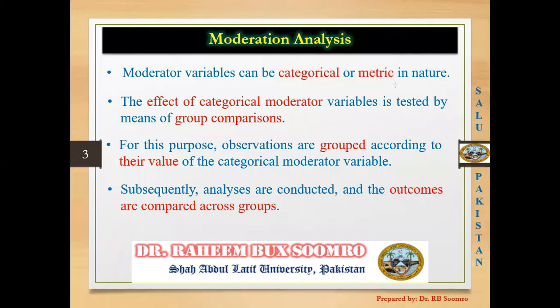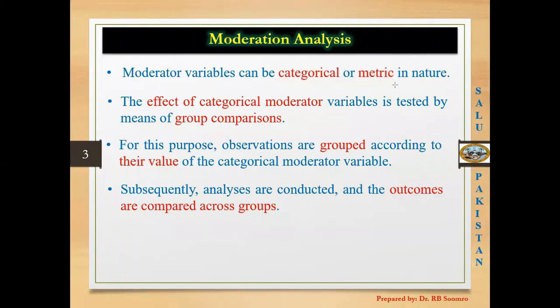So there are two types of moderator, categorical and metric. Now, the effect of a categorical moderator is a comparison of the groups. We can create groups on the basis of gender, one group for male, another group for female. For this purpose, observations are grouped according to their value of the categorical variable. Separate observations for female, separate observations for male, and then we are going to compare the outcome across the groups, that means compare the results between these two groups.